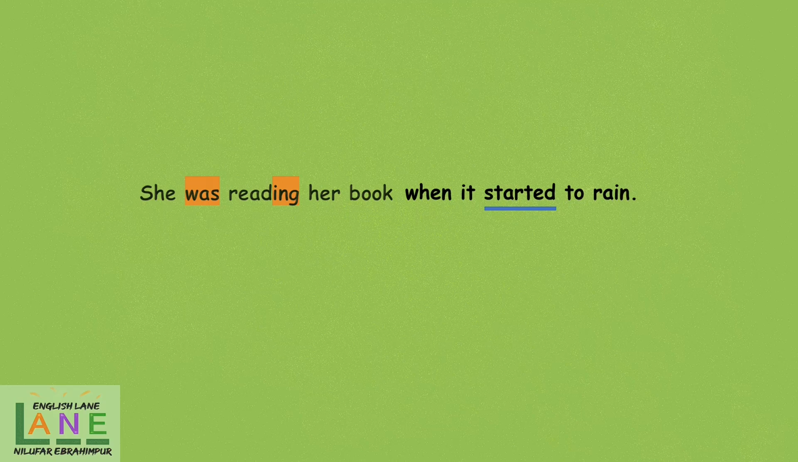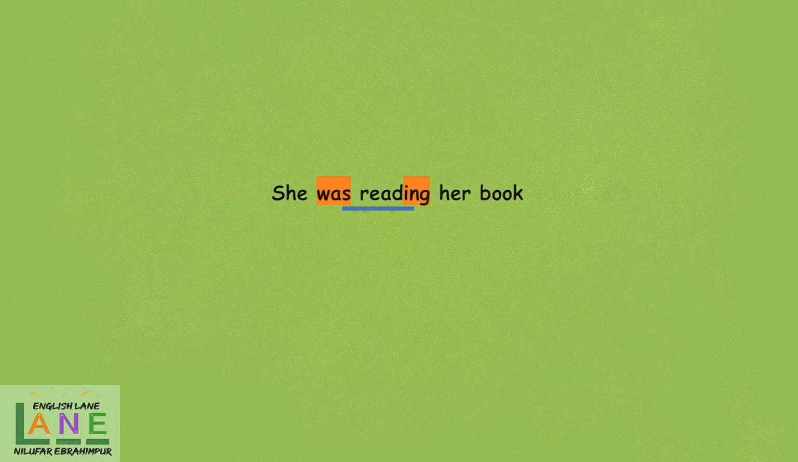I never say it was starting to rain. No, it's a short action. It just starts in seconds and it's not continuous. When something starts, it's just in a second, right? It doesn't start again and start again and start again because it doesn't make sense. So in the when clause, we use simple past.